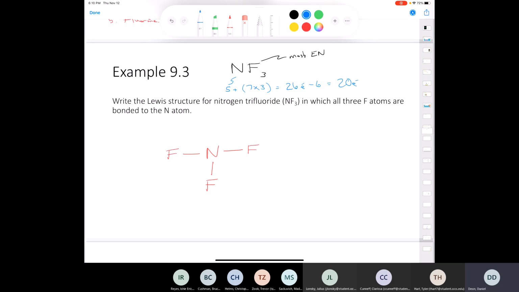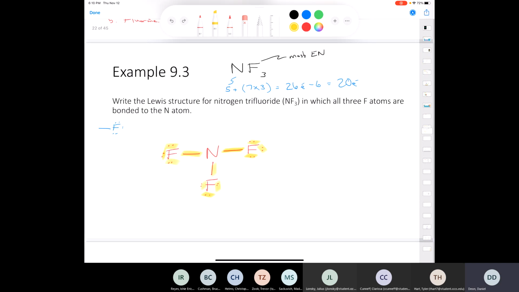What did I tell you on the last slide? I said that fluorine always forms 1 bond. It has 3 lone pairs. That means I can fill up all of these fluorines with 1, 2, 3, 4, 5, 6, 1, 2, 3, 4, 5, 6, 1, 2, 3, 4, 5, 6. That's a lot of electrons. How many have I used up? 1, 2, 3, up to 24. I've used up a total of 24 of my 26 electrons.